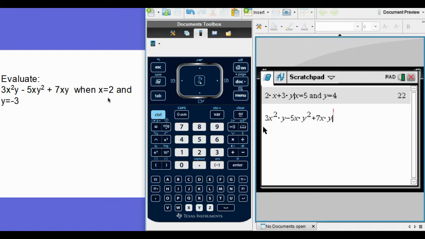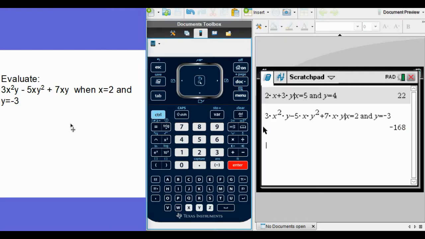So such that x is equal to 2, and y is equal to -3. So such that x is equal to 2, and I need to have an and button on here. And y is equal to -3. Alright, once we get that typed in, just going to hit enter, let the calculator do the rest. Voila, -168.